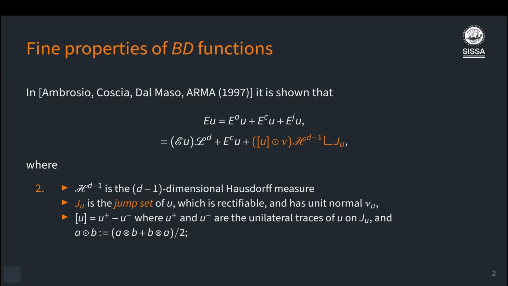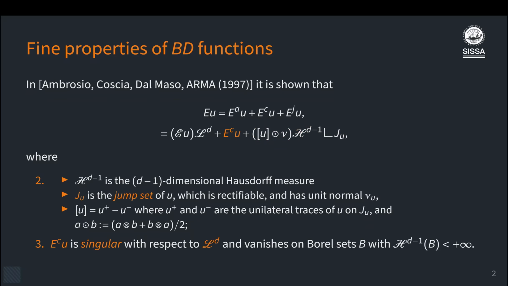And this is the symmetric product of u with the normal, which is basically the symmetric part of the tensor product between u and its unit normal. And finally, for this last piece, you cannot deduce an explicit expression, but for this Cantor part, you will know that it's, on the one hand, singular with respect to the Lebesgue measure, but on the other hand, it will not give any measure to all those sets which are essentially d-1 dimensional.